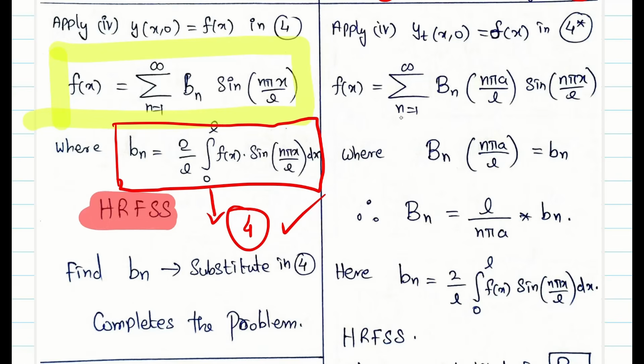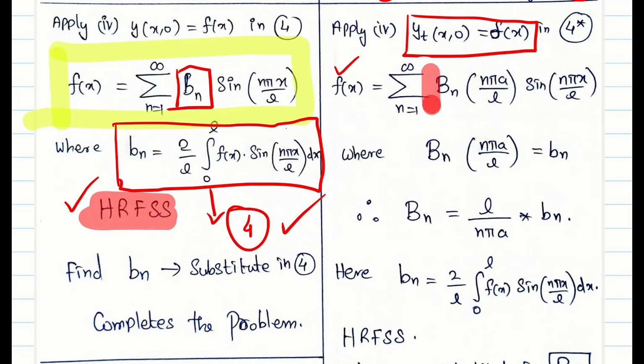Now we come to the non-zero initial velocity problem. Here y_t of x comma 0 is f of x. When I apply this condition in equation 4 star, I will be getting my f of x like this. Here simply I have small bn. I go for half range Fourier sine series. Here I have bn along with the other constant n pi a by L.